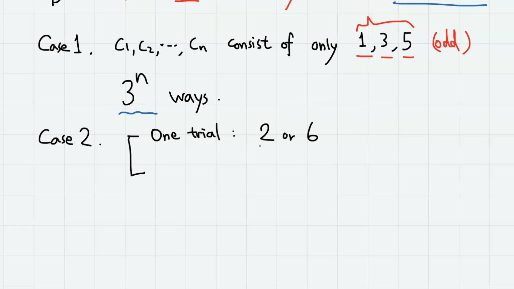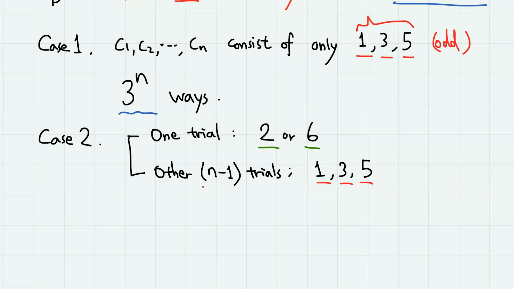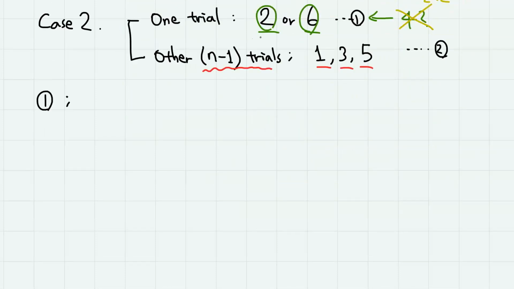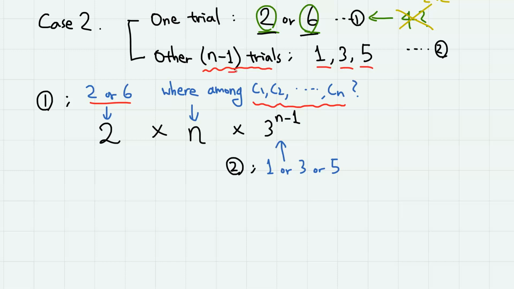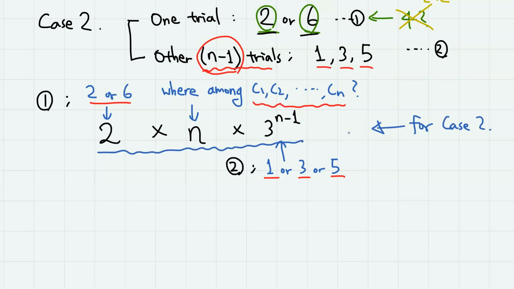And the second case is either 2 or 6 is obtained from a single trial, and 1, 3, or 5 are obtained from other n-1 trials. Notice that these are even numbers containing only a single 2 as its prime factors. We cannot have 4 here because then x becomes divisible by 4. So a single trial that is either 2 or 6, so there are 2 different possible values. Then there are n ways to place this particular trial in the whole experiment of n trials. Lastly, there are 3 to the power of n-1 ways for other n-1 trials that yield either 1, 3, or 5. Therefore, there are total 2 times n times 3 to the power of n-1 ways for this case.